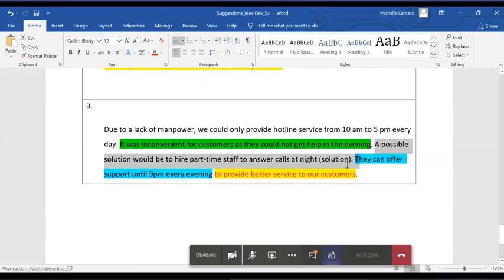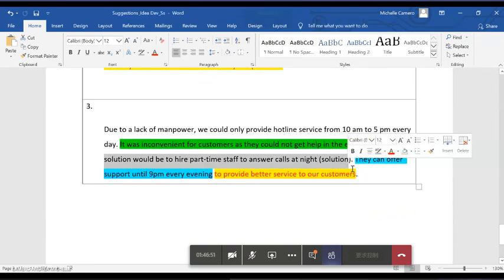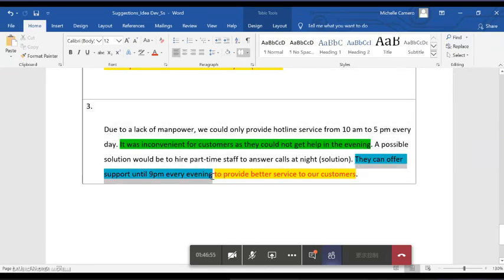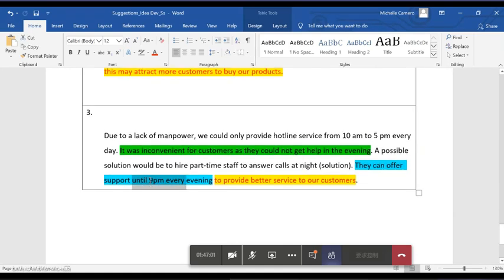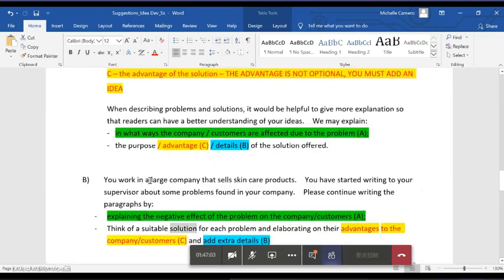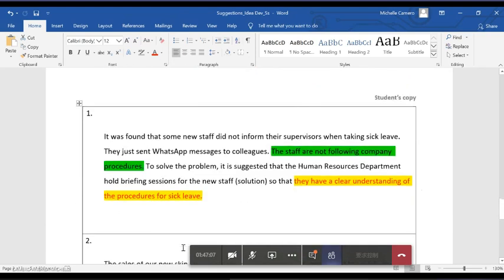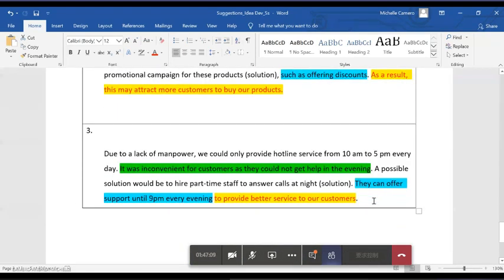A possible solution would be to hire part-time staff to answer calls at night. That's the solution. They can offer support until 9 p.m. every evening. All right, so now you're adding some ideas about the solution, because remember, words highlighted in blue, you are adding extra details to the solution. And then when they offer support until 9 p.m. every evening to provide better service to our customers.